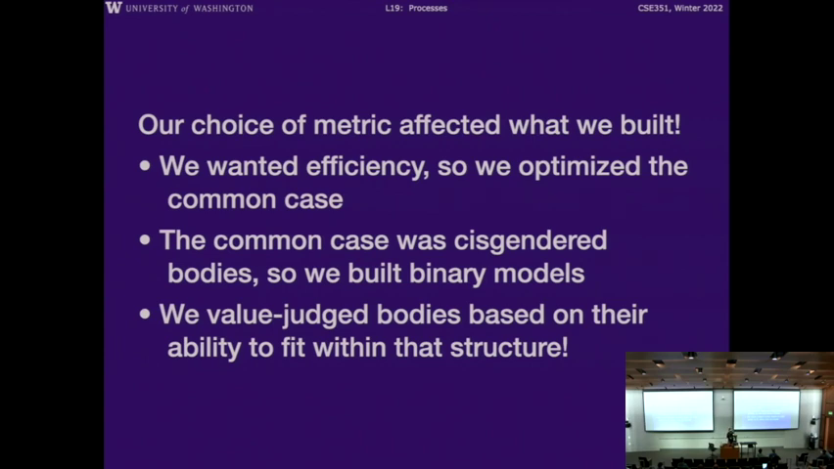But we wanted efficiency, and so we optimized for the common case. And the common case was cisgendered bodies here. So the machine learning models that existed were built for cisgendered bodies, and they built binary gendered models. And then quite literally, bodies were value judged based on their ability to fit within the structure that was created.